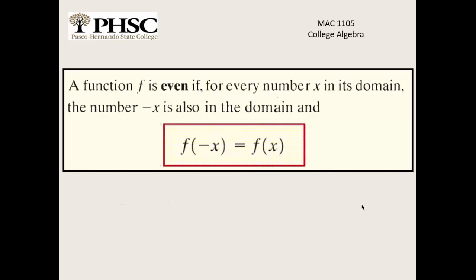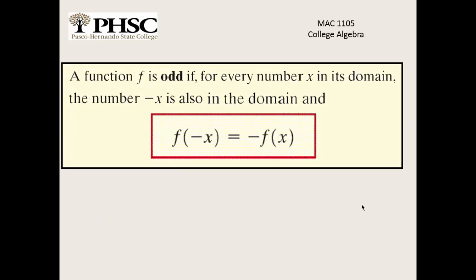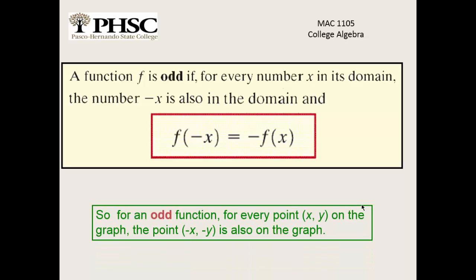So the first thing is an even function. A function f is even if for every number x in its domain, the number negative x is also in the domain, and f of negative x is equal to f of x. So for an even function, for every point x, y on the graph, the point negative x, y is also on the graph. Now a function is odd if for every number x in its domain, the number negative x is also in the domain, and f of negative x is equal to negative f of x. So for an odd function, for every point x, y on the graph, the point negative x, negative y is also on the graph.